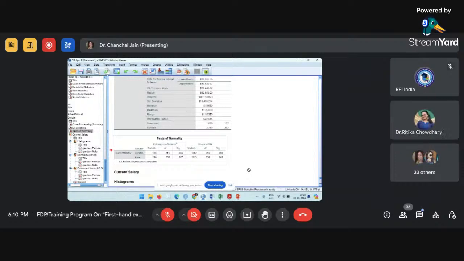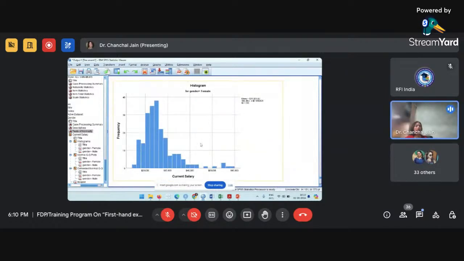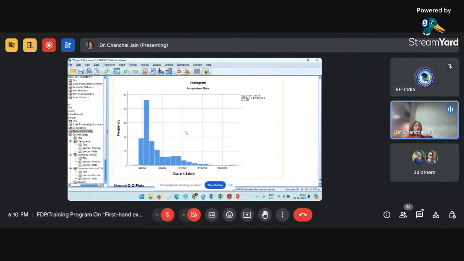Moving ahead, talking about the histogram. I think you can see the histogram is also saying a similar thing. It is indicating that salary is positively skewed. And when you look at the skewness values, you can find both values were positive also, right? The diagram is also saying that your data is positively skewed for the female group. Similarly, for the male group also, your salary variable is positively skewed, right?